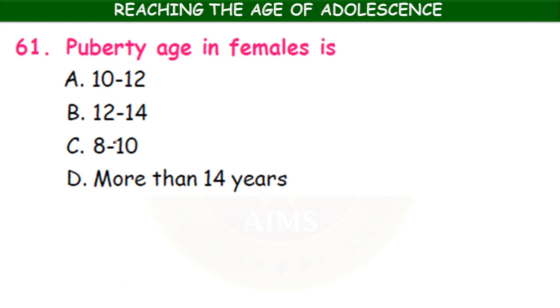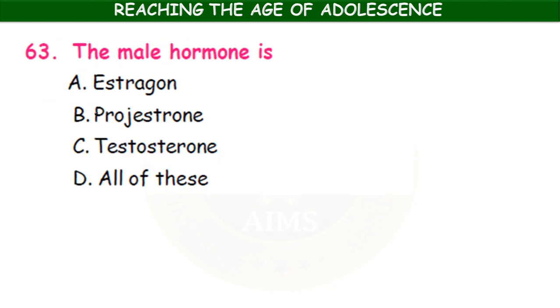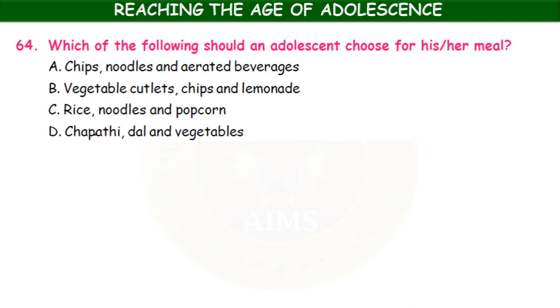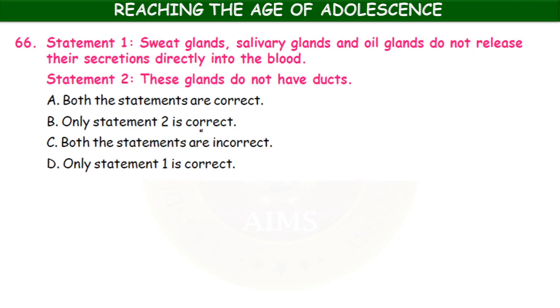Puberty age in females: 12 to 14 years. The number of chromosomes present in a human cell: 23 pairs. The male hormone is estrogen, progesterone, testosterone. Testosterone. Which of the following should be taken by adolescents in the male? Chapati, dal and vegetables. The reproductive phase of women lies between her dash and dash: the menarche and the menopause, the first menstrual cycle and the menopause.